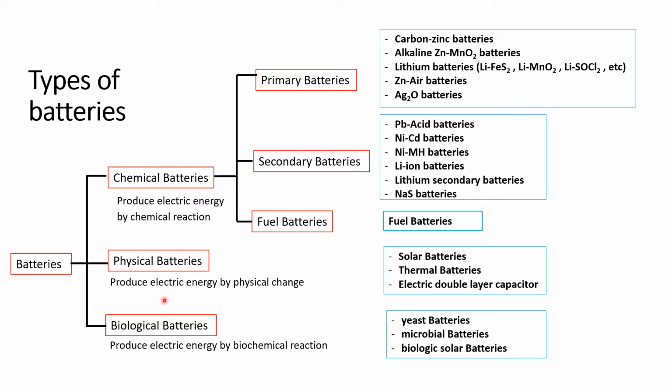Physical batteries produce electric energy from a physical change, for instance solar batteries, thermal batteries, and electric double layer capacitors. The last one is biological batteries. They produce electric energy by biochemical reactions. Different types of yeast can be used in yeast batteries, different microbes are used in microbial batteries, and there are also biological solar batteries. So there are three types of biological batteries. These are different types of batteries depending on their nature and main classification. We will discuss a couple of examples in detail, but we will not talk about all of these batteries.